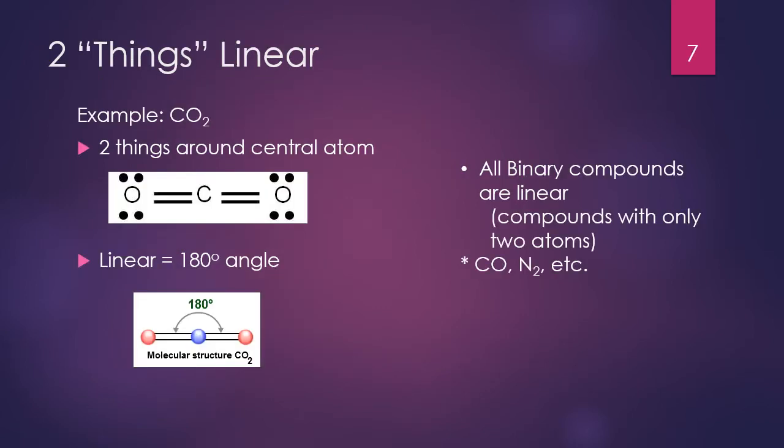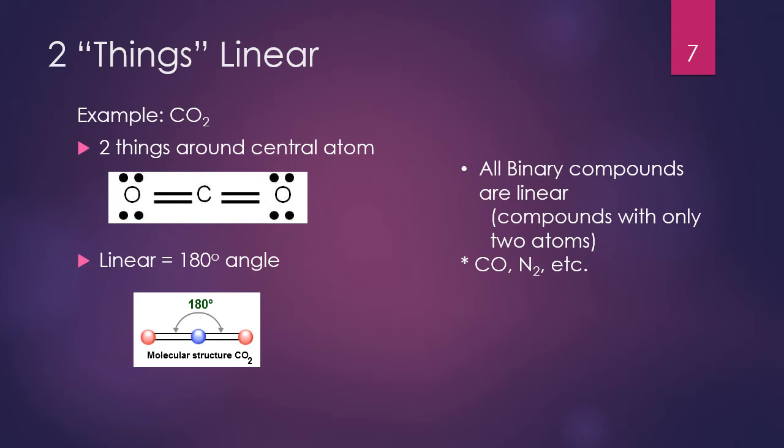So let's start with the first category. If there are 2 things, it's going to be linear. So what do I mean by things? That's how many atoms or how many lone pairs are on the central atom. So an example would be carbon dioxide. Notice carbon is the central atom. It is bonded to 2 oxygens, both with double bonds.